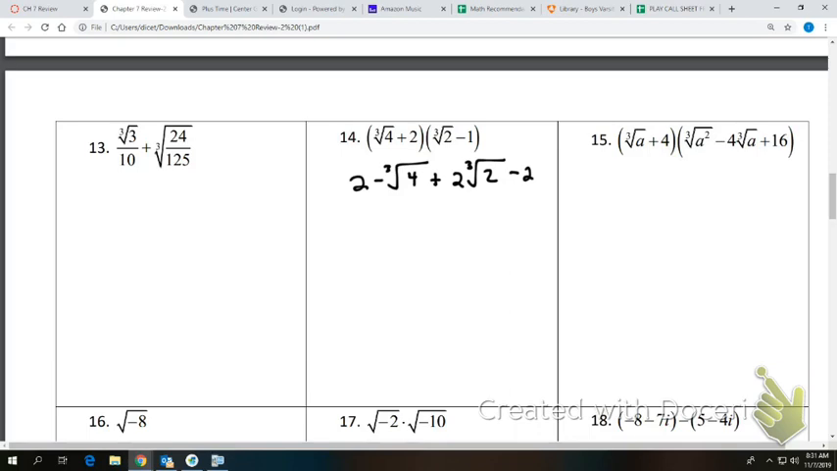And I get, yeah, look, these 2s go away, don't they? So I'm left with just negative cube root 4 plus 2 cube root 2. Neither one of those cube roots simplify, and they're definitely not like terms, so that's what I end up with. Okay. All right. Let's keep scrolling down here.